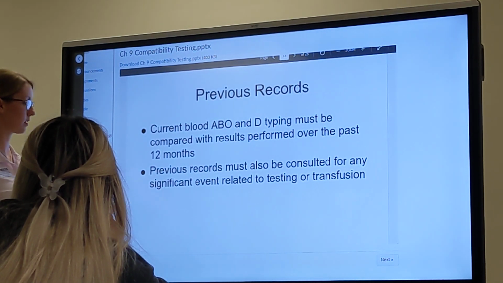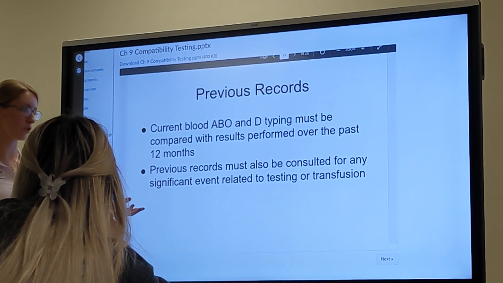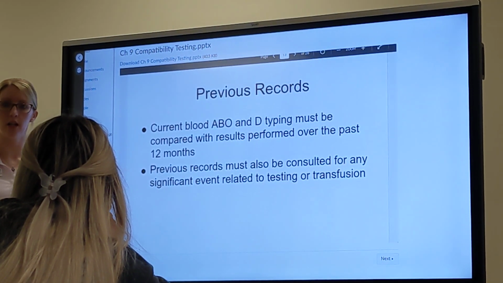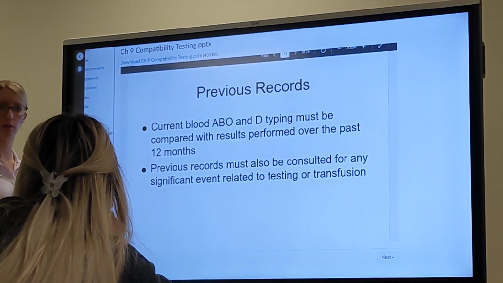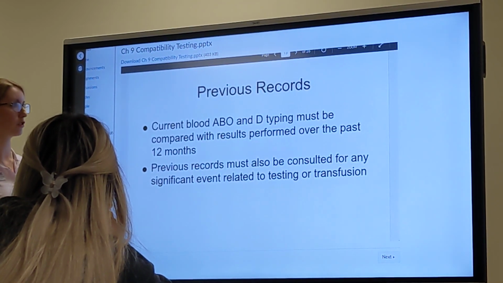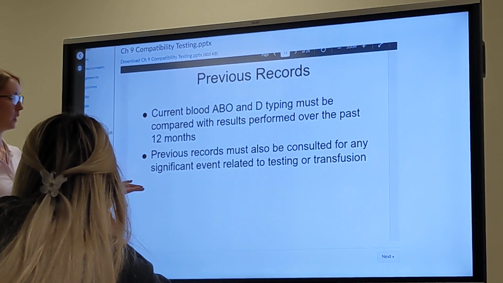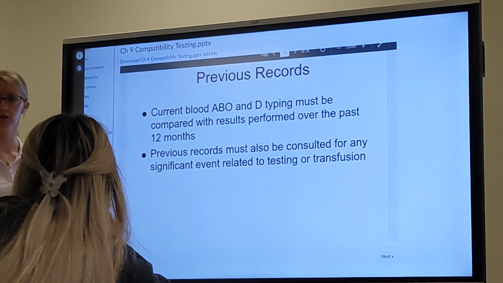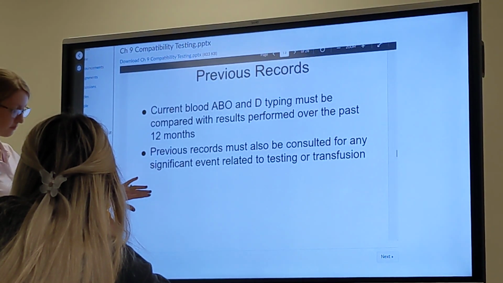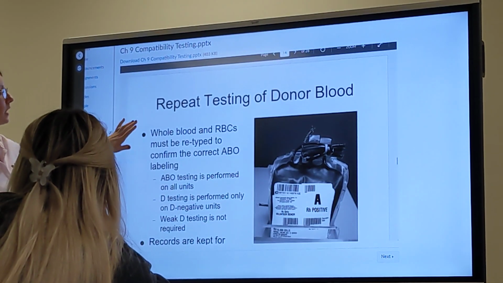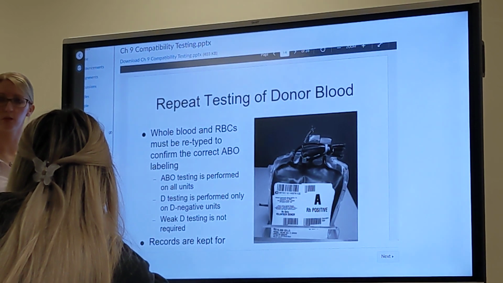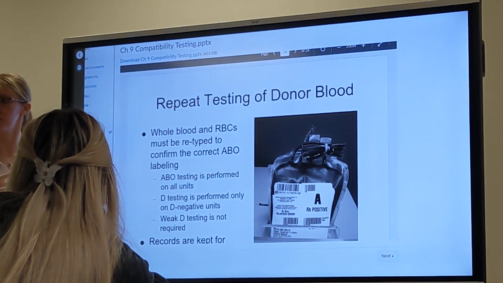So previous records must also be consulted for any significant event related to testing or transfusion. So whether they had an antibody, whether they had a transfusion reaction, even if it was mild and they were itching. The doctor will usually, in that case, just order some prophylactic medicines like Benadryl or Tylenol. So you just have to look at everything. And you do that just by typing in their medical record number and searching their history in the computer. So it's not like you're digging through files, hopefully.